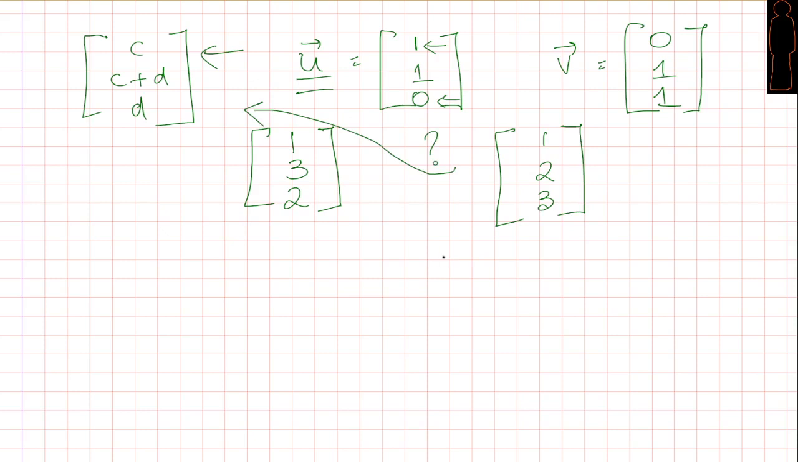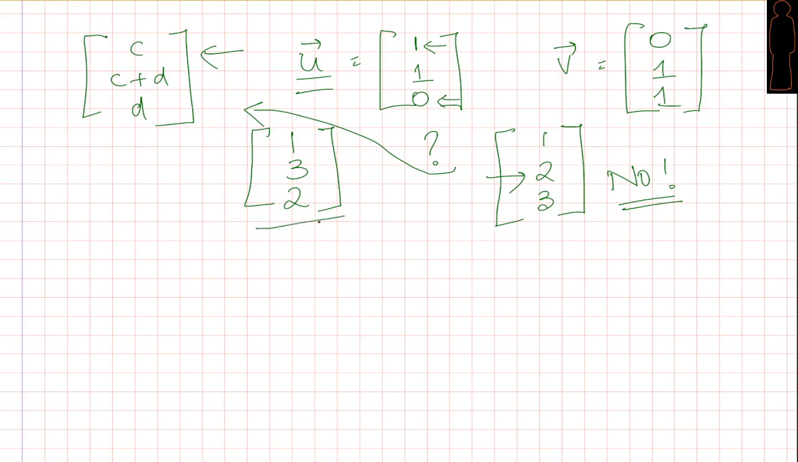Maybe you could pause the video and try to answer for yourself. The answer is no. This one cannot lie on this plane because it is not described by the pattern that we see here. The center component is not the sum of the first and the third components, and therefore this vector is an example of a vector that does not lie on the plane described by the linear combination of u and v.